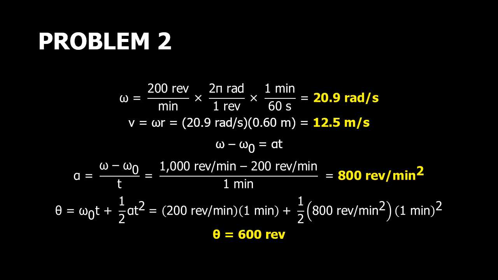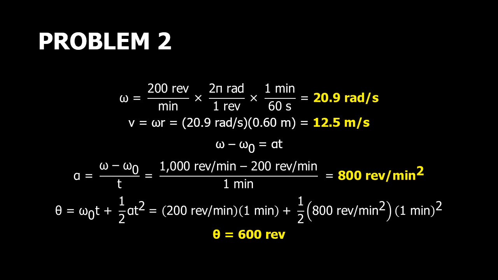So you multiply all these values. So, 200 times 1 plus 1/2 times 800 times 1. So this will result, dito lang natin sa taas isulat, in 600 revolutions. So that is the number of revolutions na magagawa ng wheel habang tumataas ang kanyang angular speed from 200 to 1,000 rev per minute in 60 seconds.